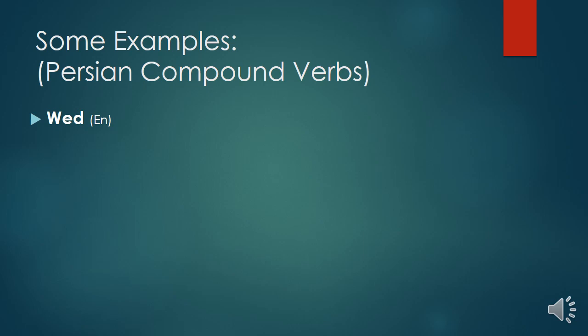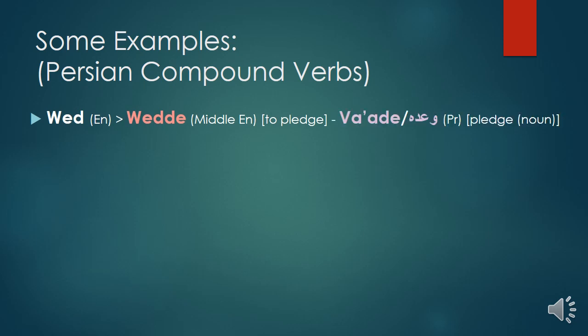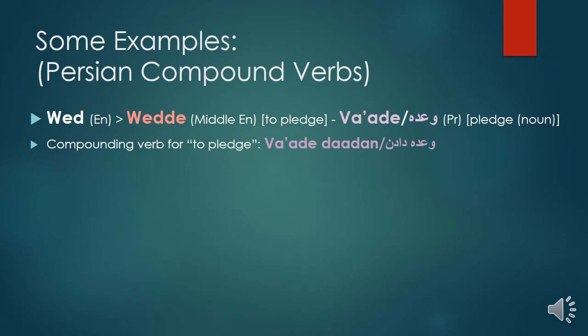Finally, we consider the verb vow, which is vowe in Middle English, that means to pledge, to promise. And in Persian, it is vade, that means promise or pledge in the noun case. If we want to compose a verb, it would be vade dadan.